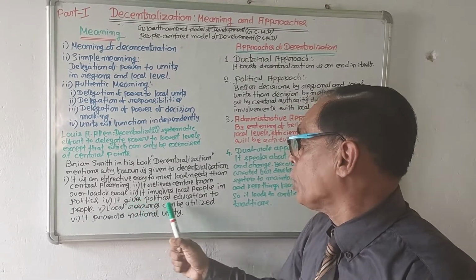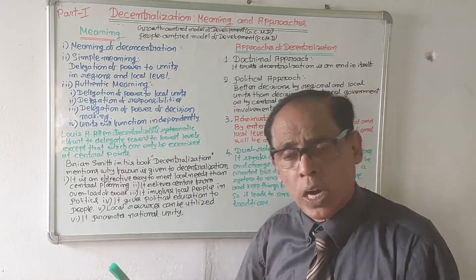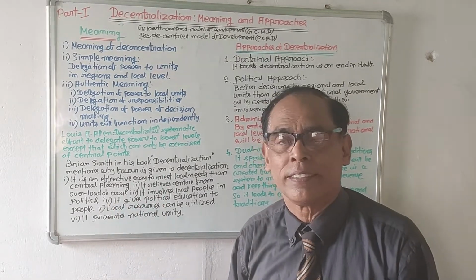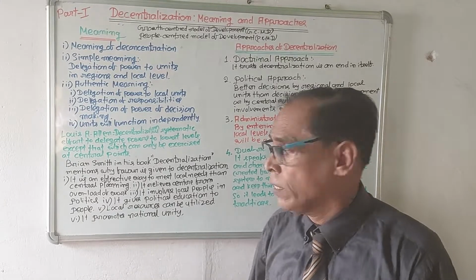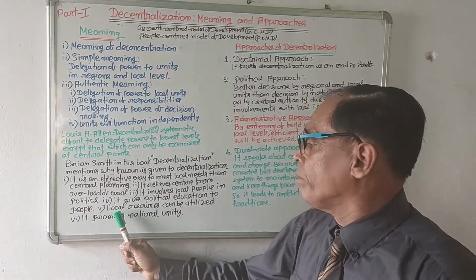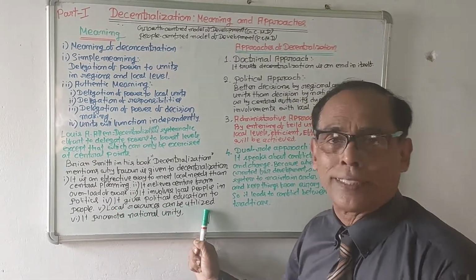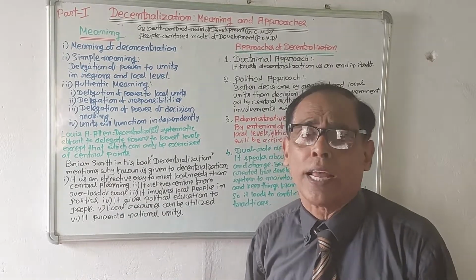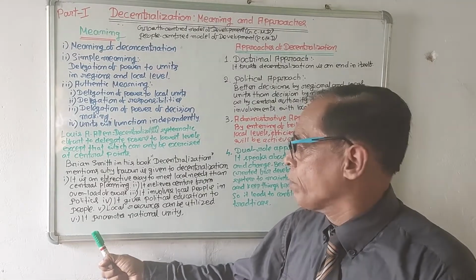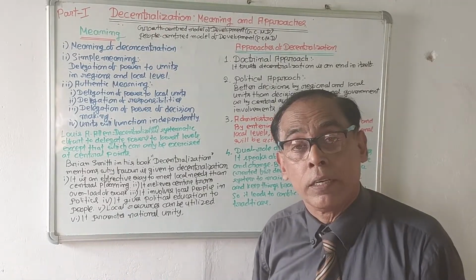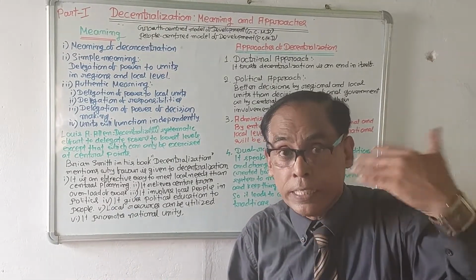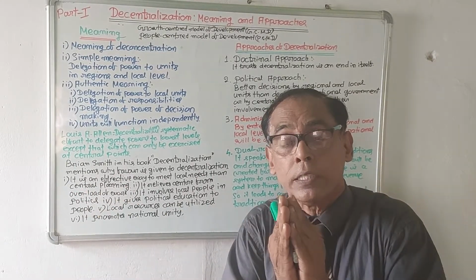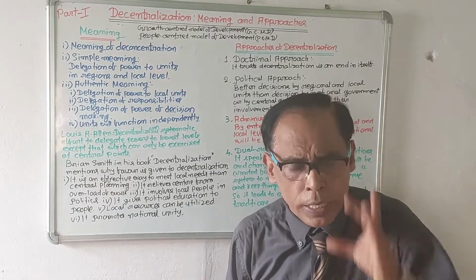Number 4, it gives political education to people. When local people will be involved in politics, they will get political education. They will know different political matters. Then, 5th, local resources can be utilized. Whenever regional and local governments will be created, local resources can be utilized. 6th one, it promotes national unity. Whenever the central government will function in its own sphere, and regional and local governments will function in their own sphere, national unity will be achieved.